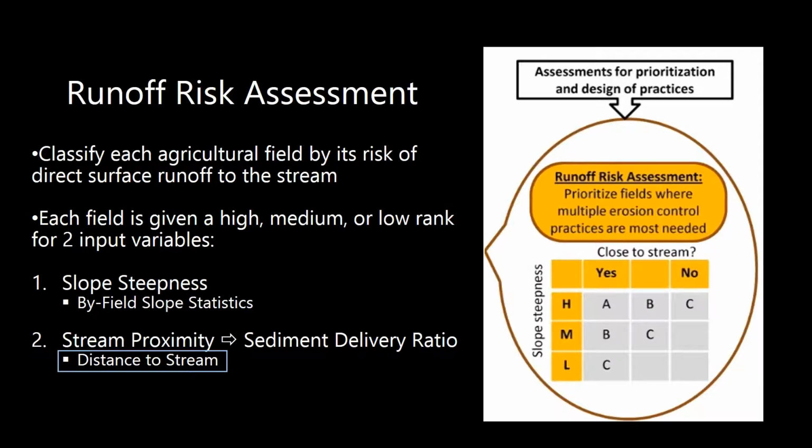The Runoff Risk Assessment uses two variables to classify agricultural fields by their risk to direct surface runoff. The first variable is slope steepness, which we'll get by using the by-field slope stats that we calculated earlier. And then the second is stream proximity, which is actually converted to a sediment delivery ratio. We'll get this value by running the distance to stream tool. The fields are given a rank of either high, medium, or low based on these two variables.